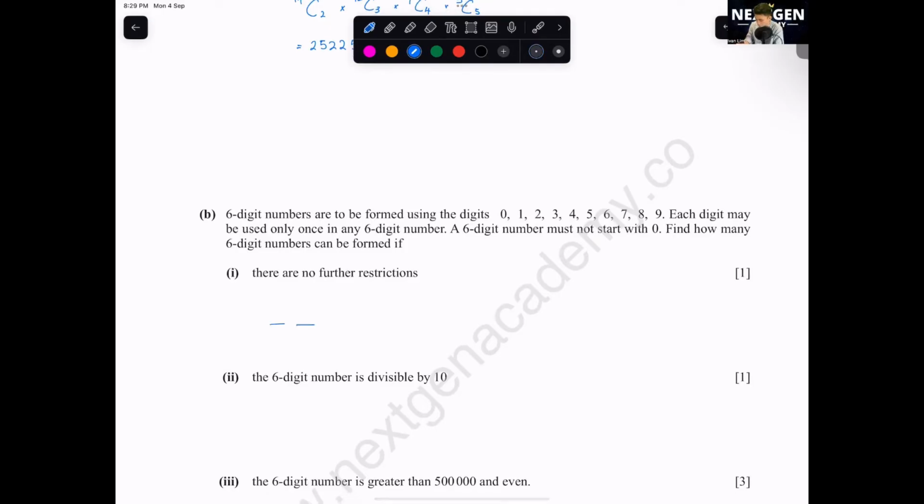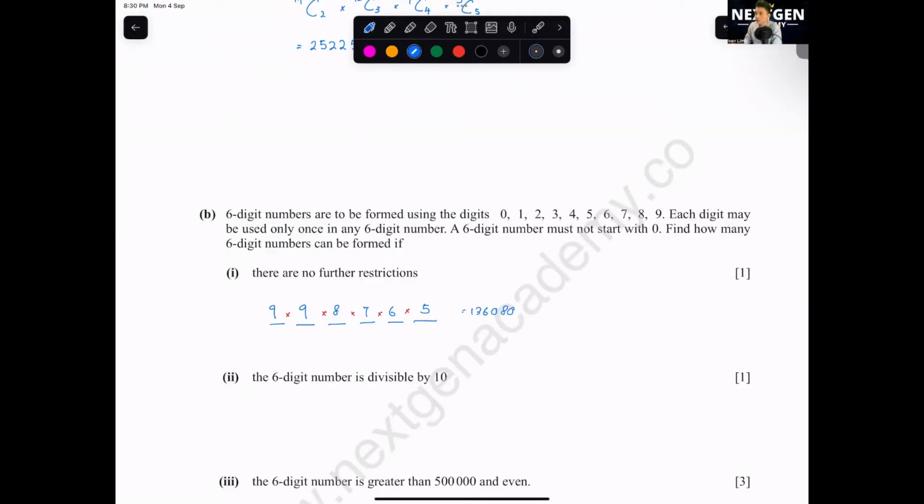I have 6 slots: 1, 2, 3, 4, 5, 6. My first digit cannot be 0, so I have 9 digits to fill in. If you are going to use permutation, also can. This is either the permutation method or the arrangement method, the first part of your permutation and combination. So you have 9 options here. Then after that, you've used one of the digits already. For your second number, you still have 9 options because now I consider the 0 also. Then 8, 7, 6, 5. Then what do you do? You just multiply all of it. Here you get 136,080.